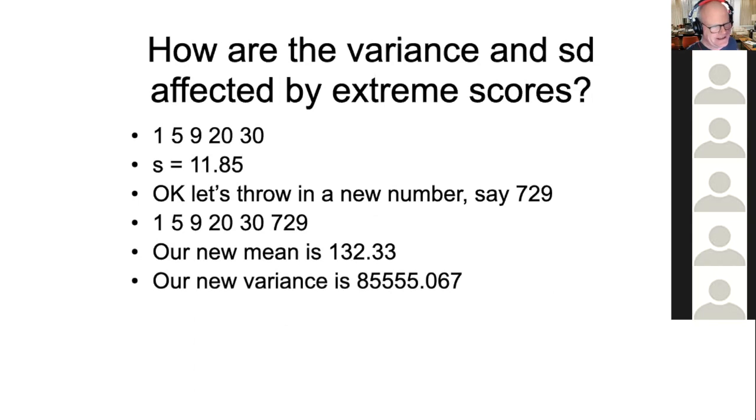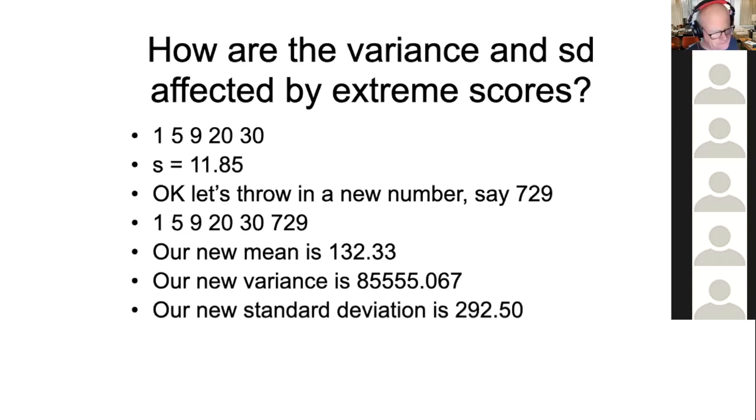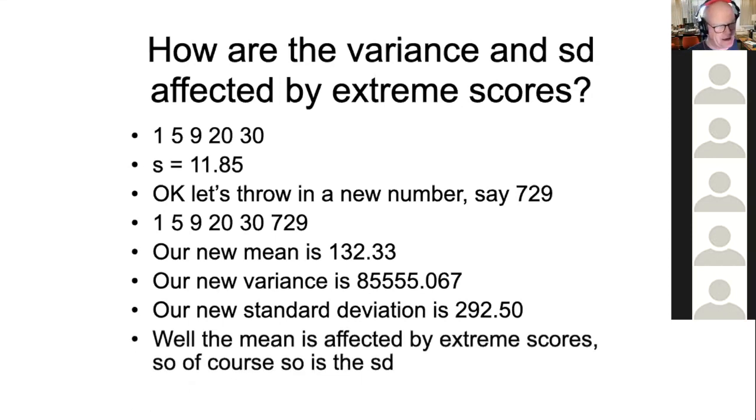And our new variance is 85,000? I think so, eh? 85,555.067. Just trust me on that. I calculated that. Assuming I did the arithmetic properly, that's the right answer. Our new standard deviation is 292.5. I think we can say with some clarity then that the mean is affected by extreme scores, and therefore so is the standard deviation. Right? So therefore so is the standard deviation. Okay, questions?